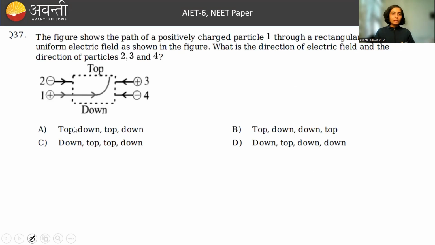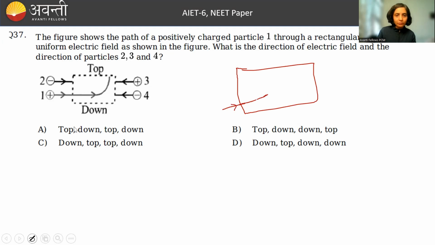Okay. Now let's move on to this question. The figure shows the path of a positively charged particle, 1. So 1 is the trajectory of a positive charged particle through a rectangular region of uniform electric field. Electric field is there. Direction is not given, so I can't draw it anyway. So electric field is present in this rectangular region. And the first particle is what? That is positively charged. And when this positively charged particle is entering this region of electric field, it has a tendency to go up. Okay. So what is the direction of electric field and the direction of particles 2, 3, 4?